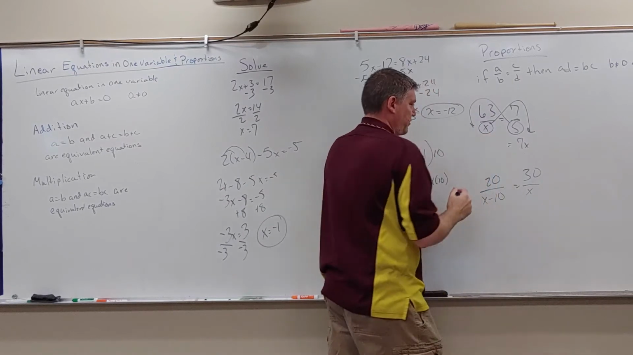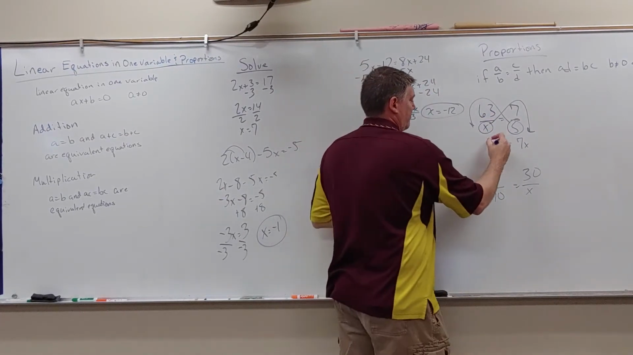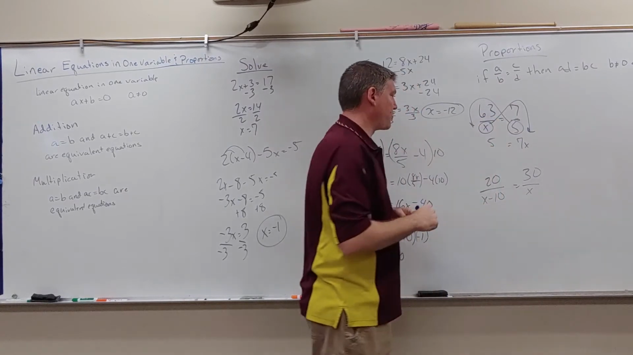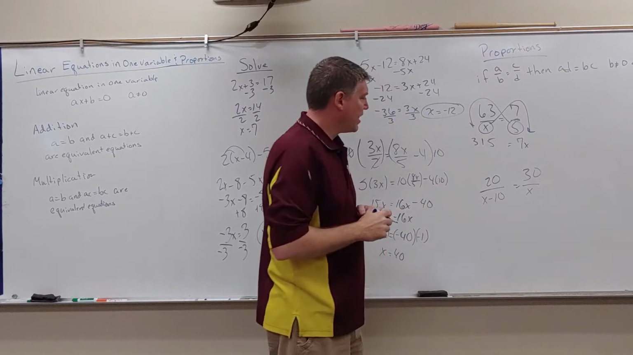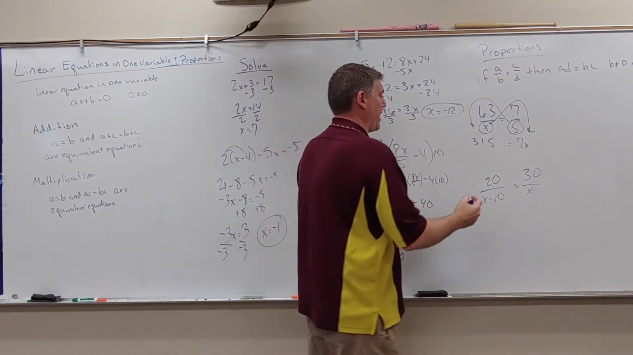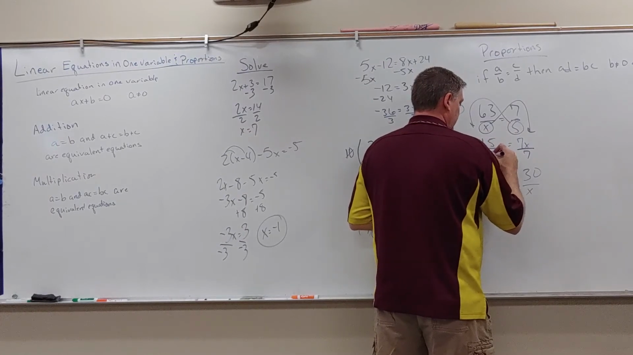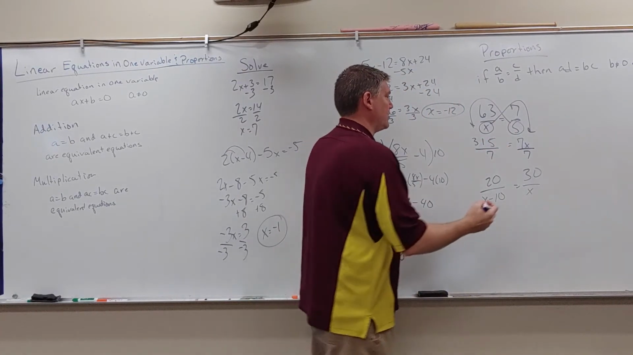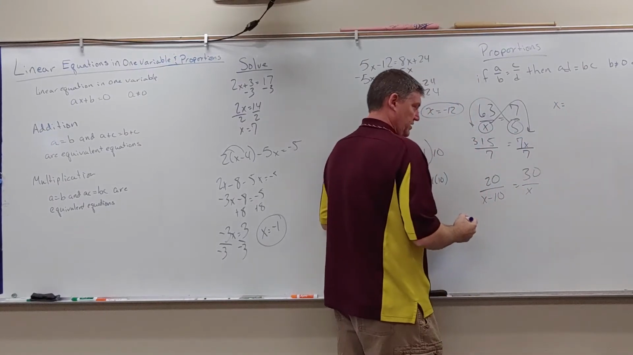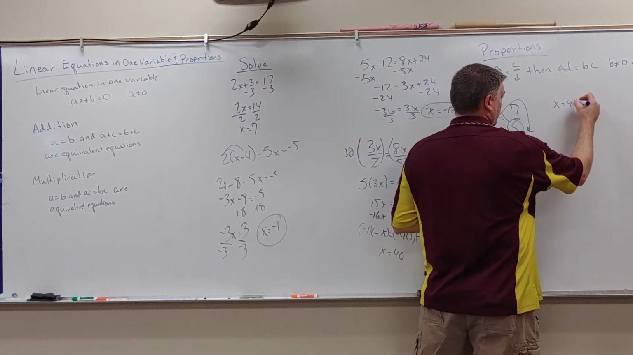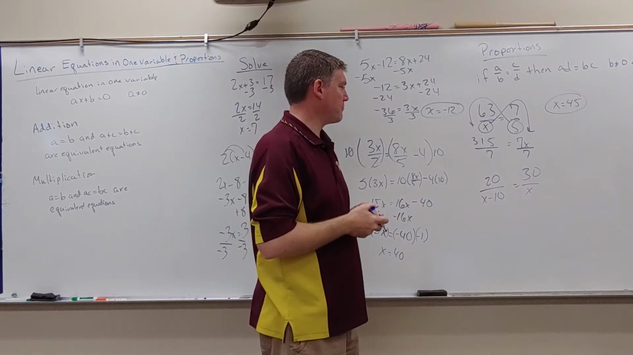5 times 63, well 5 times 3 is 15. 5 times 60 is 300, so I end up with 315. Now I need to divide by 7. So I'm going to divide by 7, divide by 7, so I get x equals, what is that, 45? And there's my answer there.